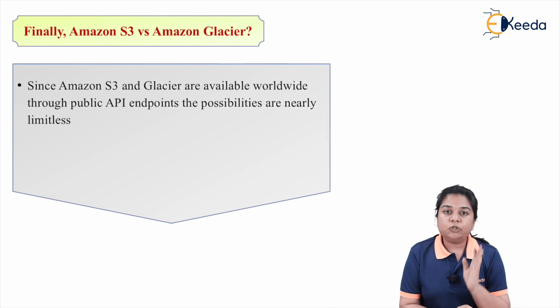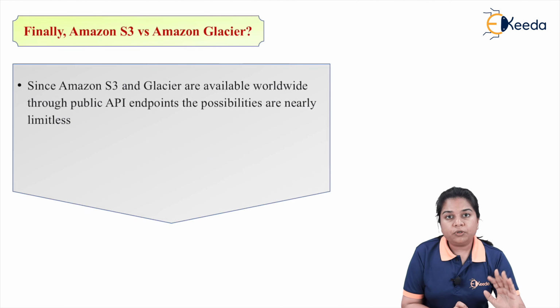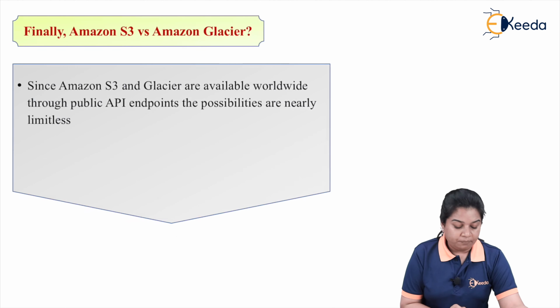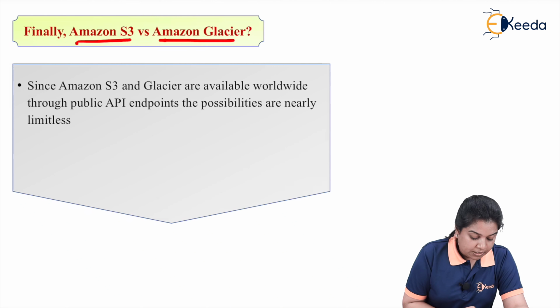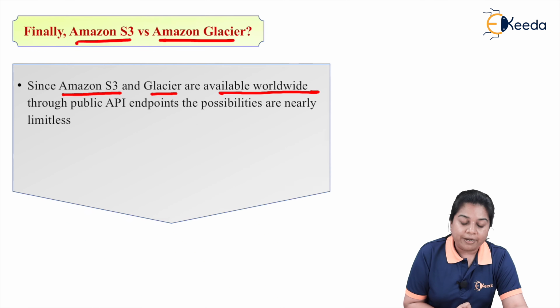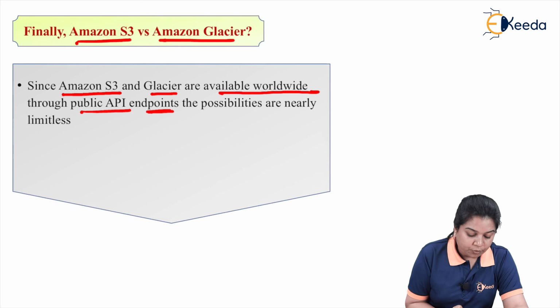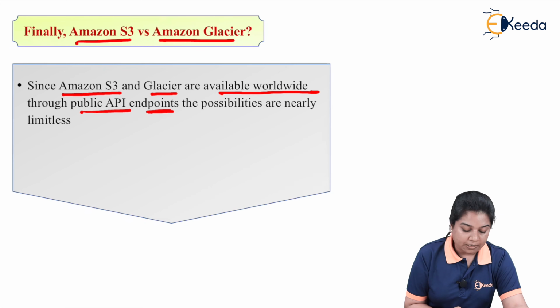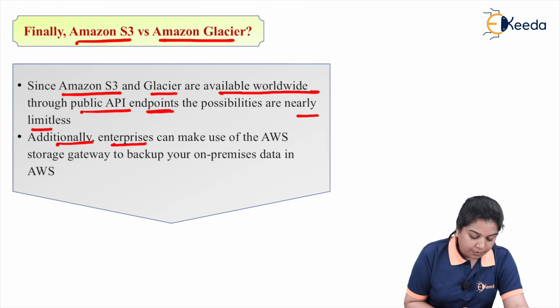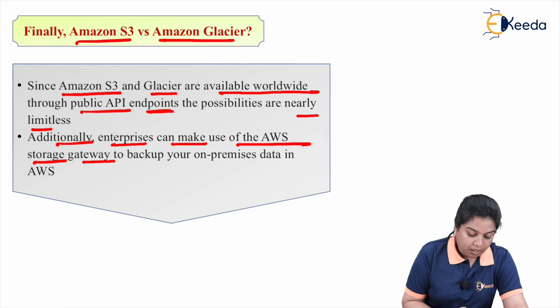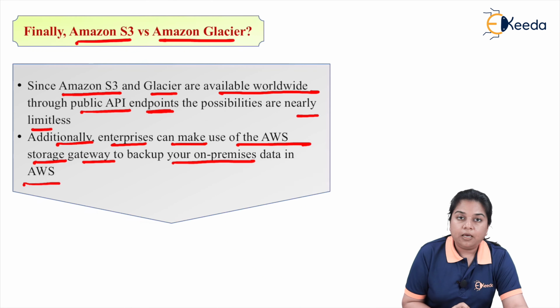Now, finally, which one is better or which one is used most? Amazon S3 versus Amazon Glacier. Since Amazon S3 and Glacier are available worldwide through public API endpoints, the possibilities are nearly limitless. Additionally, enterprises can make use of the AWS Storage Gateway to back up their on-premise data in AWS.